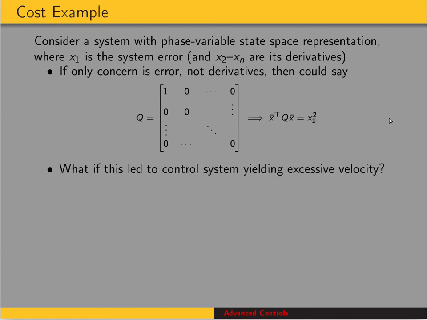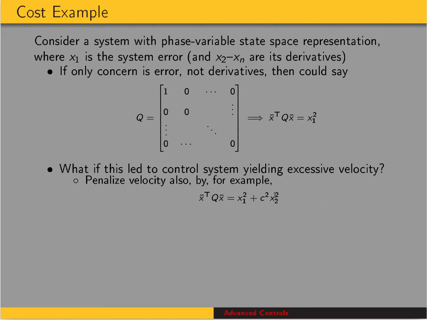Now, what if this design led to a control system yielding excessive error velocity? Then we could change Q by penalizing velocity also. So for example, our quadratic for the state could look like this. We'd have a term penalizing x1 squared and also x2 squared.